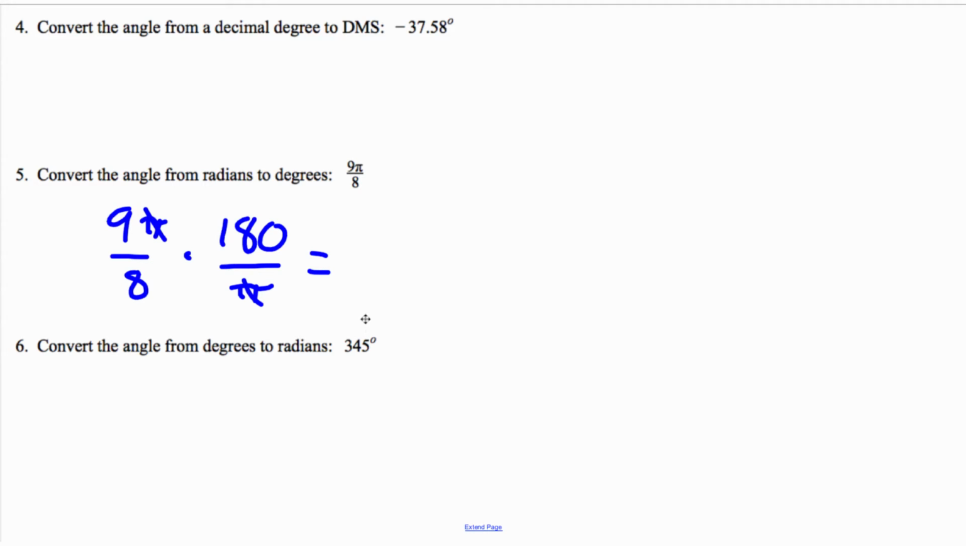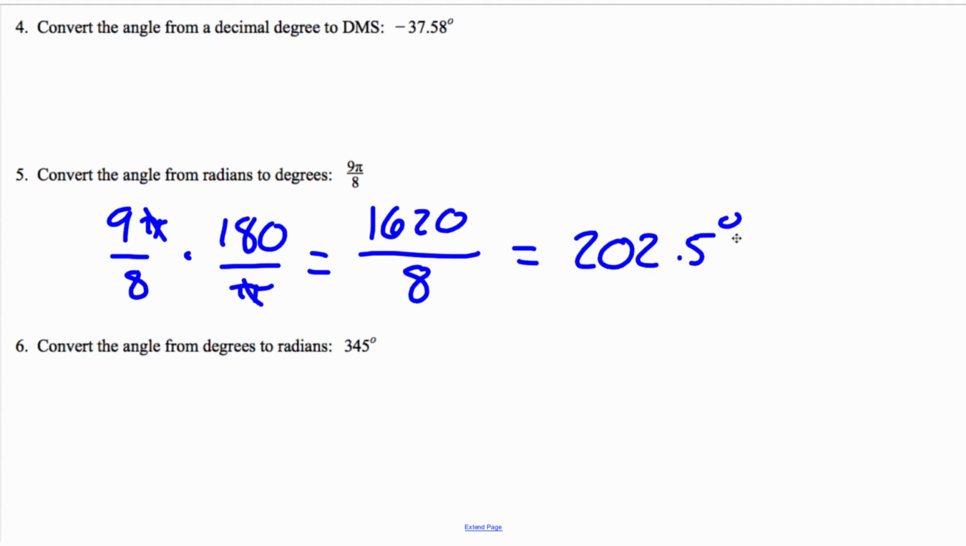So if we start multiplying now, across the top is 1,620, and on bottom all we have left over is the 8. So now if we actually do this division, 1,620 divided by 8, we should get 202.5 degrees.